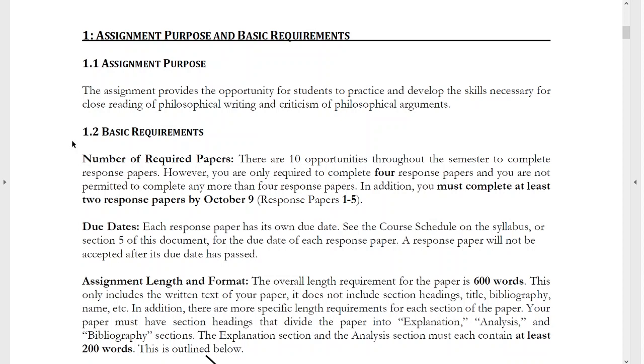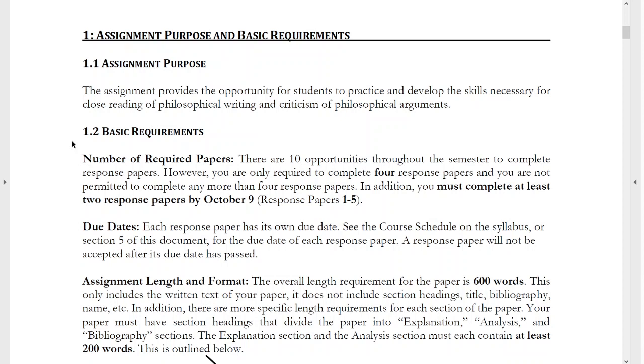However, there is one caveat here. So the first 5 response paper assignments are all included up to October 9th, right? So from the very beginning of the course to October 9th, that's all the way up to the first exam, there are 5 response paper opportunities. You must complete at least 2 of those response papers. Now, if you want, you could just do response papers 1 through 4 and be totally done. That would be fine. But this requirement just makes sure that you do at least 2 in the first half of the class.